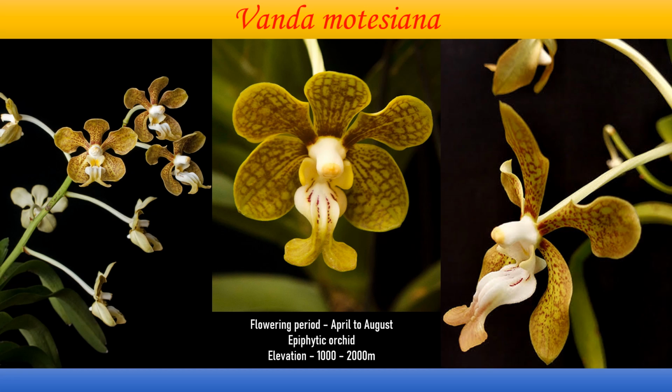As you can also see here, the leaf has a bilobed structure and is yellowish in color, and the flower is brownish to yellowish in color. The flowering period is from April to August, and the elevation is 1000 to 2000 meters. And in India, you will find this in Manipur, Nagaland, and Arunachal Pradesh.